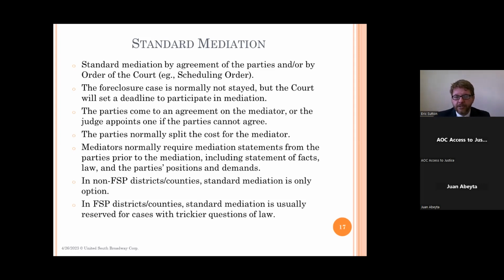It usually requires a little bit more legwork in advance of the mediation, in terms of providing the mediator with a lot of information about what's happening in the case, what the parties have been working on, and what their situation is, in order to familiarize themselves with what's going on. But usually this is reserved for cases that have very tricky, unusual, complex questions of law. Not for 80, 85% of the cases would this be really appropriate.